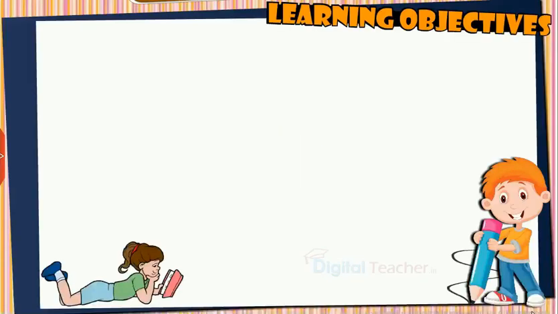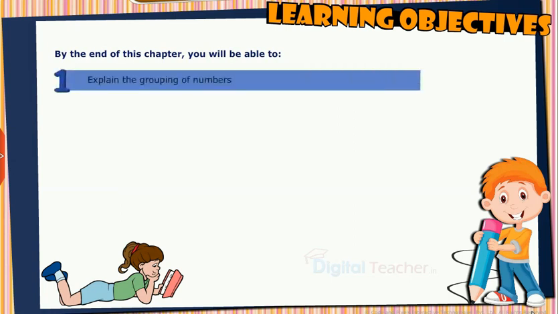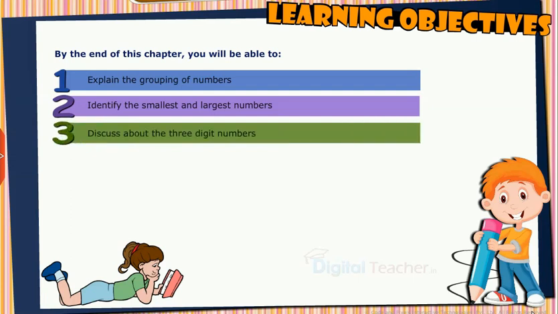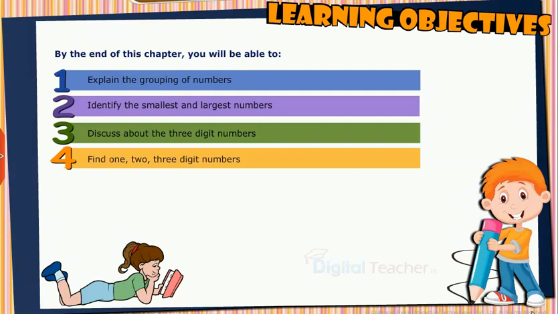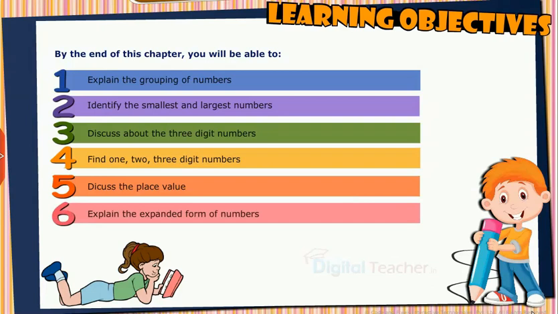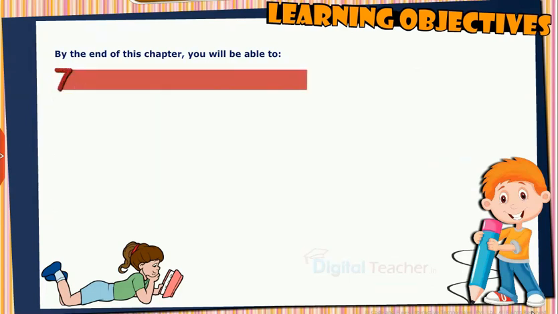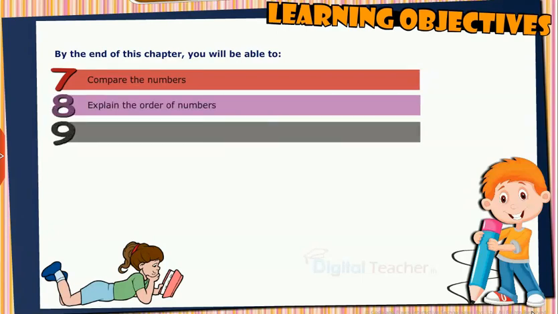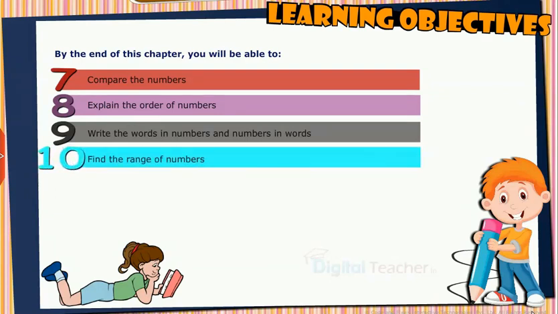Learning objectives. By the end of this chapter, you will be able to explain the grouping of numbers, identify the smallest and largest numbers, discuss the three-digit numbers, find 1, 2, 3-digit numbers, discuss the place value, explain the expanded form of numbers, compare the numbers, explain the order of numbers, write the words in numbers and numbers in words, find the range of numbers.